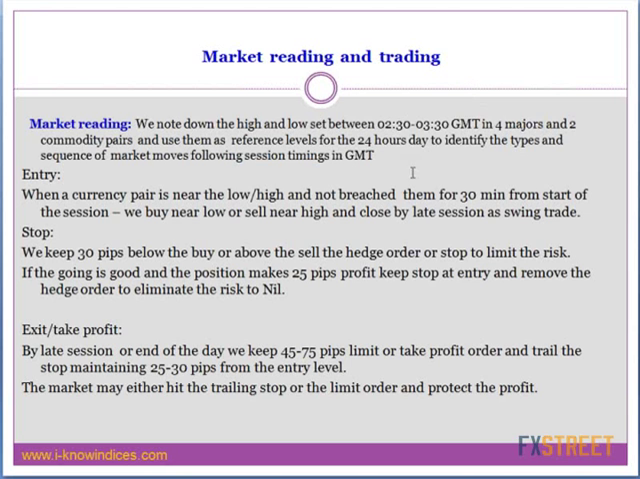Then try to do the market reading and see whether the market is closer to the low or closer to the high. If it is near the high and does not breach the high for 30 minutes from the start of the session, take a sell position. If the market is near the low and does not breach the low for 30 minutes from the start of the session, take a buy. Then keep the hedge orders 30 pips away. Once the position makes profit, keep the stop at entry and eliminate the risk. Take profit can be 45 pips away from your entry. And if the going is good, if they are making a good swing, then 75 pips would be the ideal exit or take profit limit. That way you can do the swing trade.